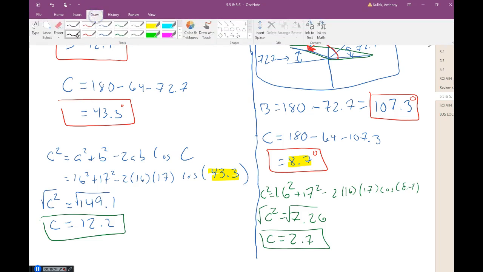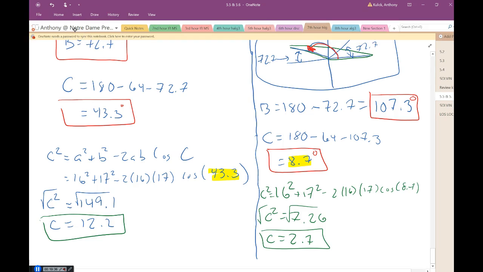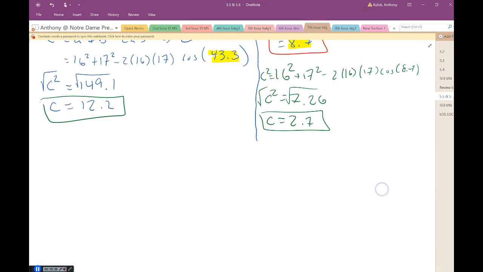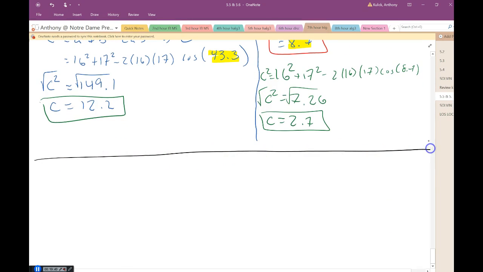All right, which one do you want to look at next? Number 38. Which 38? I think I assigned 38 from two different pages like a dummy. The first 38 or the second 38?